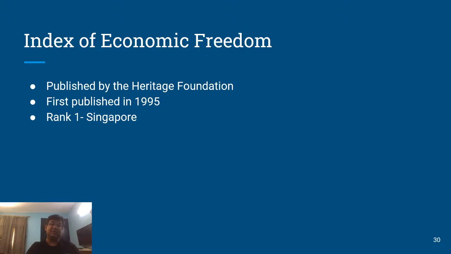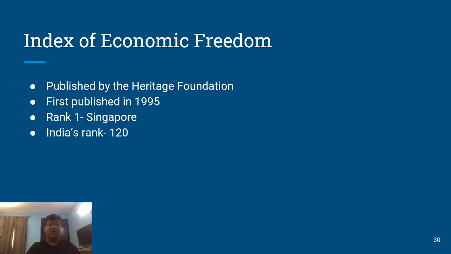Rank one, this is impressive. Singapore is another small country which I didn't mention when I wrote to you at the start of the class, about small but developed countries. So I mentioned a couple of Scandinavian countries, then I mentioned Switzerland, New Zealand. There's also Singapore, which does extremely well across indices.